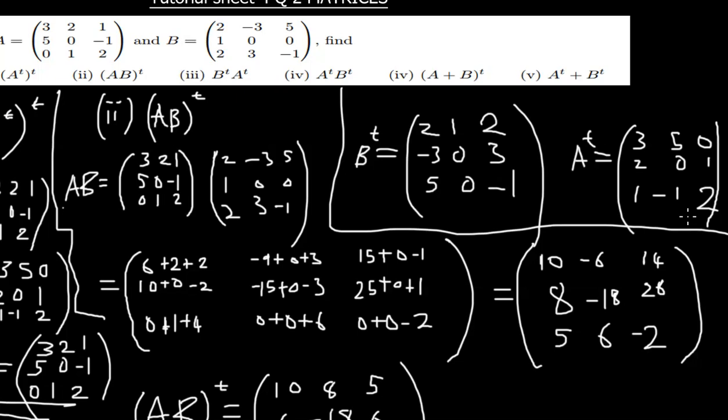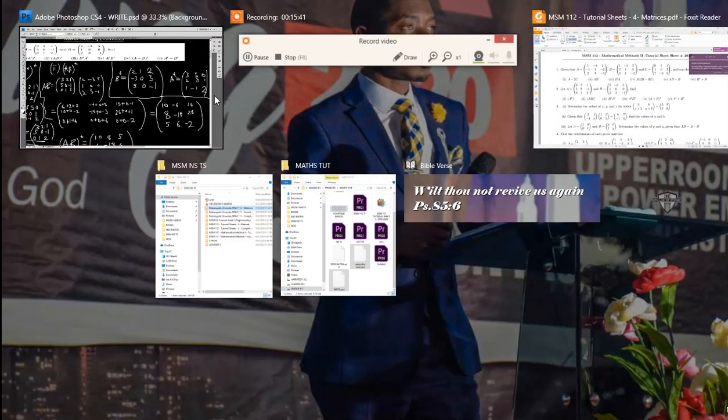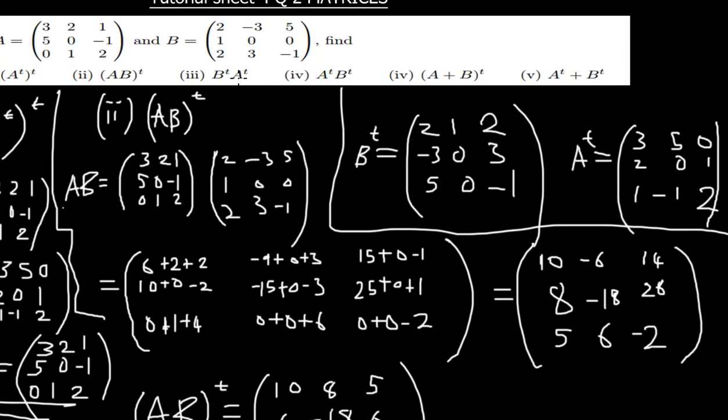So after finding A transpose and B transpose, you just have to multiply them. By this time I am sure you know how to multiply matrices, just the way we were multiplying A times B. That's the way you multiply B transpose times A transpose. The same applies to A transpose times B transpose. You multiply them in the same way.